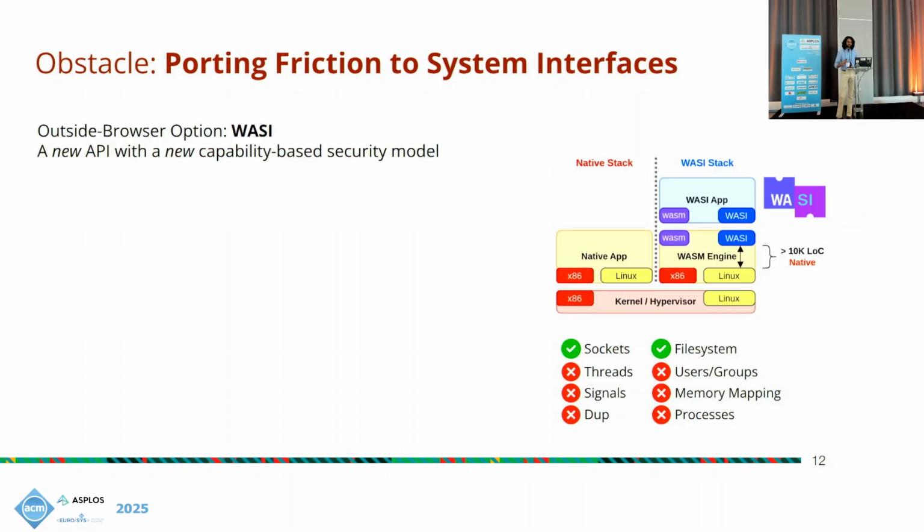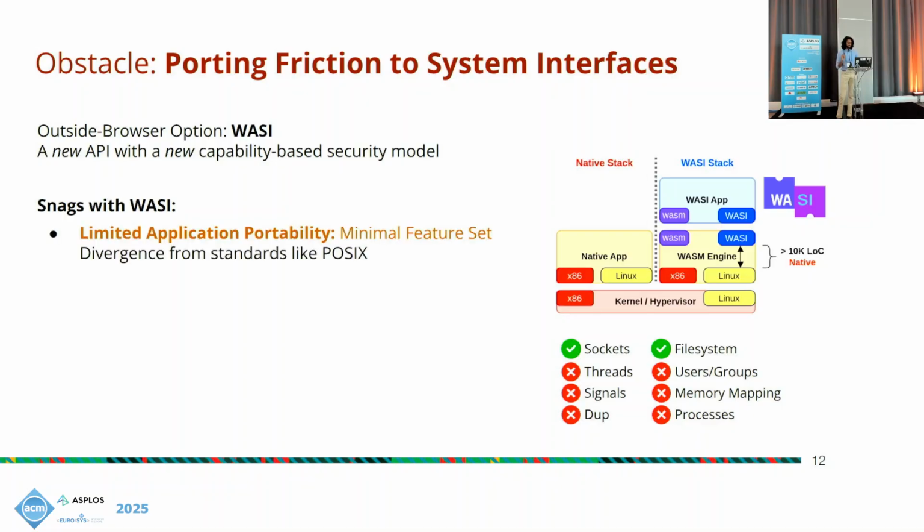So currently, the major system interface that exists for WebAssembly is called WASI, which is essentially a new API with a new capability-based security model. So their primary goal is to basically enable security in the cloud. But there are a couple of snags with actually using WASI. For one, it has a very minimal feature set. It doesn't support numerous OS-level features that we would expect, like threads, memory mapping, processes, and even signals. And in fact, one of the main goals of WASI is to diverge from POSIX, which means that programs that are written against standards like POSIX will never potentially compile against WASM with WASI as a system interface.